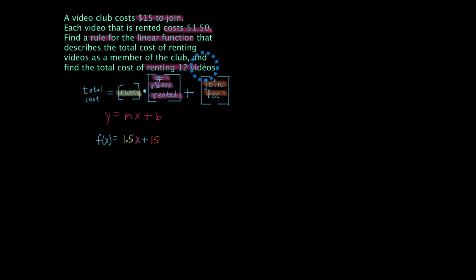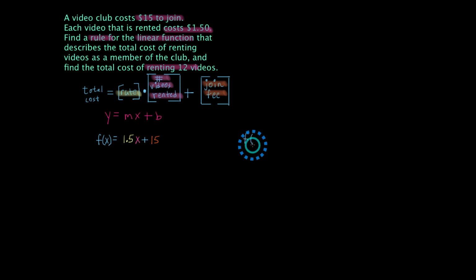Now all I need to do is find the total cost of renting 12 videos. And I actually think this problem could be worded a little bit better, to where it would say, well, what's the total cost of renting 12 videos with that membership fee added on? So let's go ahead and actually find out what the cost of renting 12 videos is with that membership fee added on. So I'm going to rewrite this function, or that rule, over here.